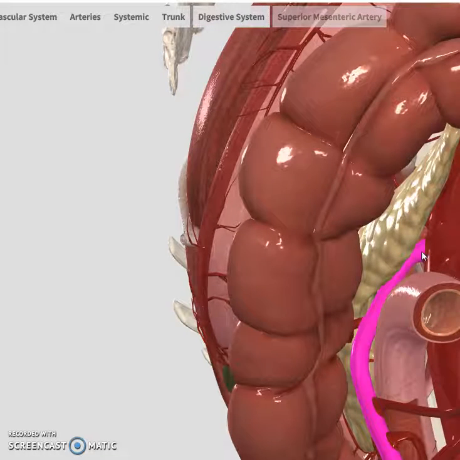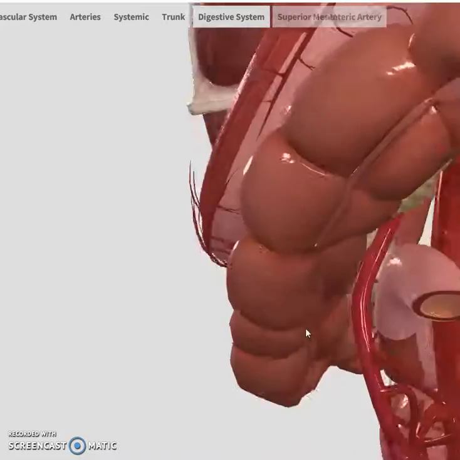So this is the superior mesenteric artery, and the superior mesenteric artery will actually give rise to 5 different branches. The first one is the inferior pancreaticoduodenal artery, second is the middle colic, third is the right colic, fourth is the ileocolic, and fifth is the ileal and jejunal arteries, also known as the intestinal arteries. Okay, so we're gonna look into where those are located.